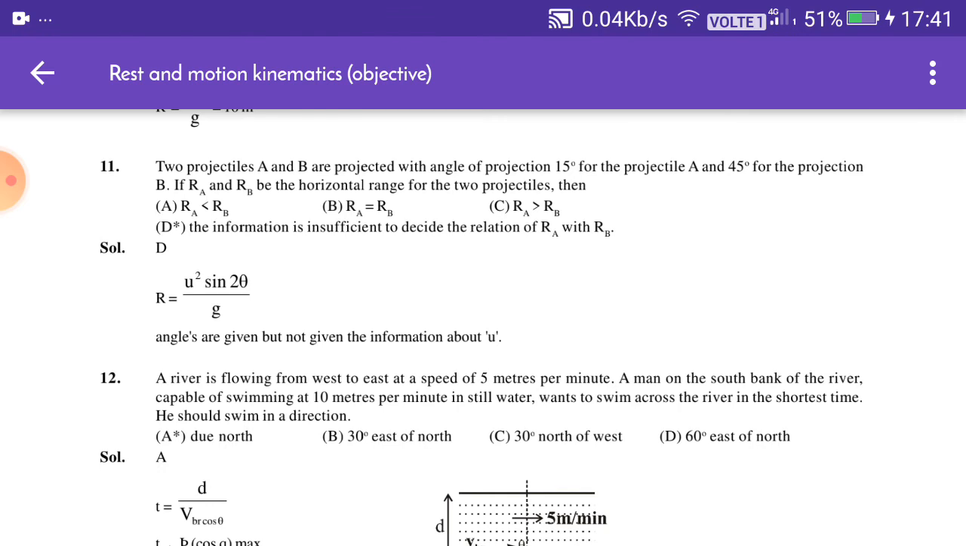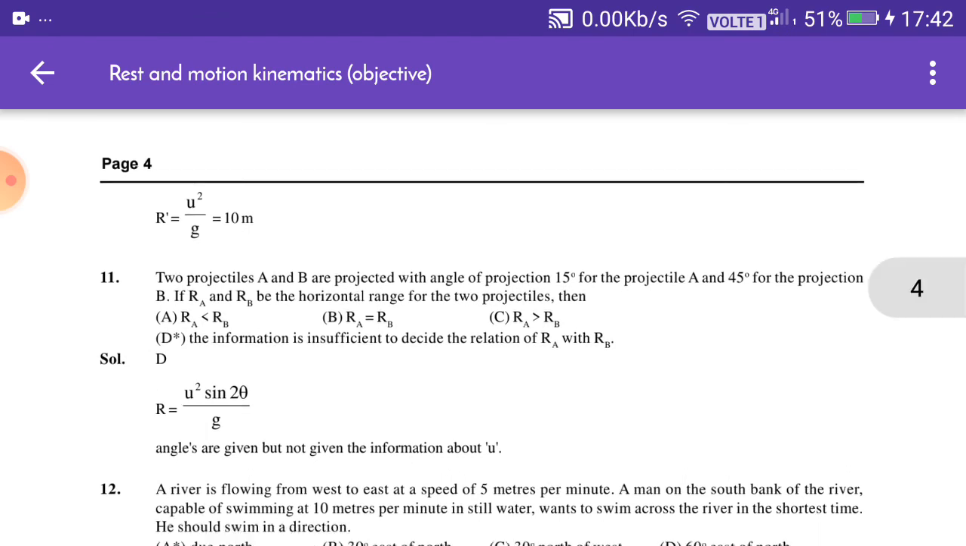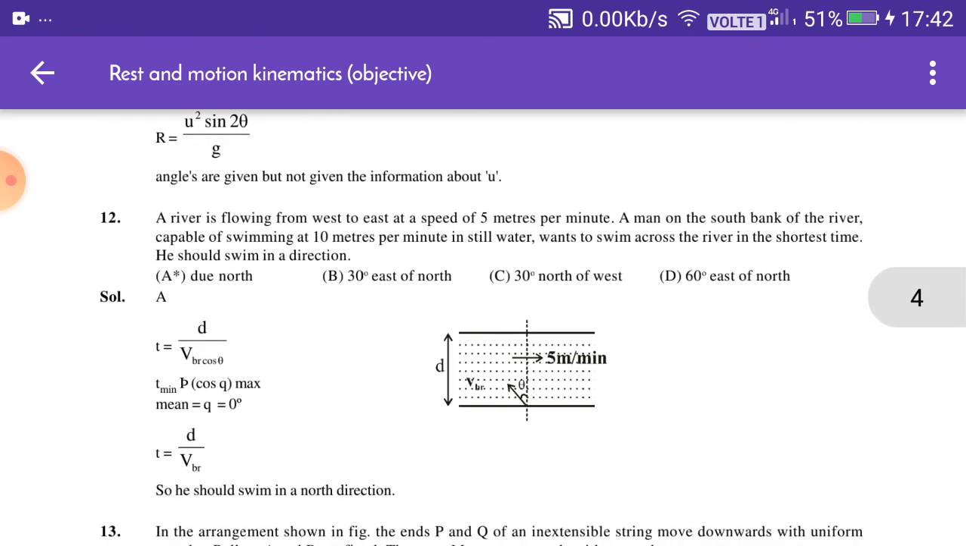If angles are given but not given in the information about u, and the range is given, the angles are given, but we don't know what it is with this u. So it is not correct to tell the answer.